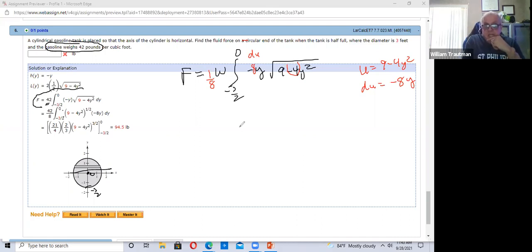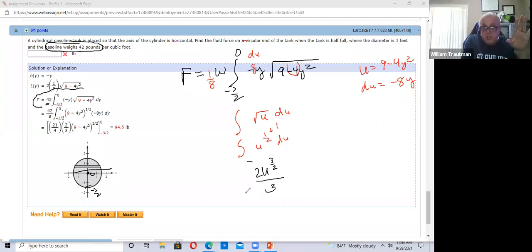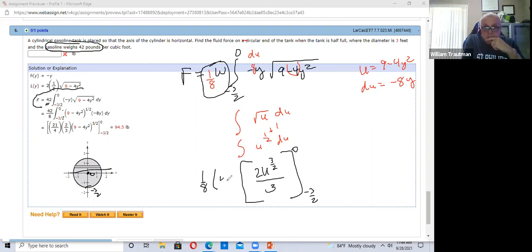Okay, so now in reality, we're integrating the square root of u du, or we're integrating u to the 1/2 du. So when you integrate u to the 1/2, you add 1, and you get u to the 3/2. Then you get 3/2. So there's the integration. We're done with the integration. We're integrating it from -3/2 to 0. We still have the 1/8 times the density in front of it. 1/8, and the density was 42 for gasoline.